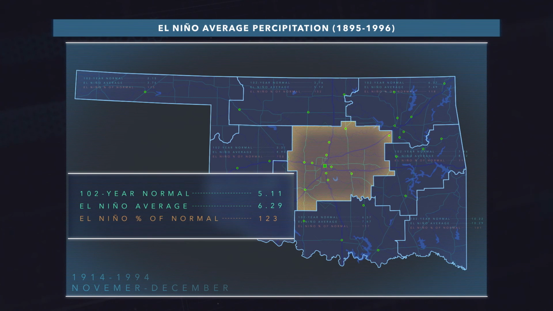Now looking at El Nino events 1915 through 1992, central zone of Oklahoma, the 102-year normal for that time frame, 5.11 inches. El Nino averaged 6.29, so pretty close to normal on those. But when you average it all out, the percent above normal, the normal percentage, 123%.